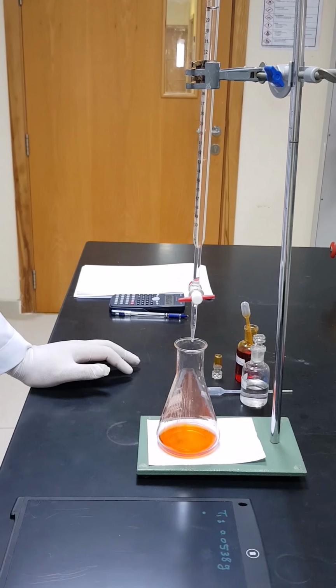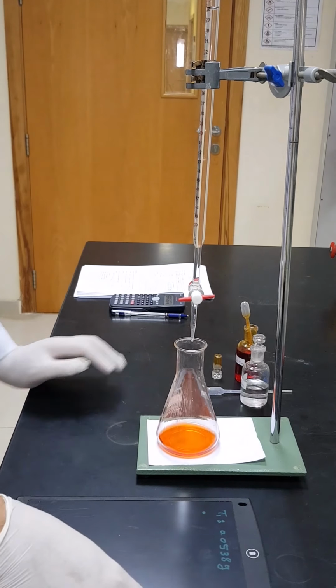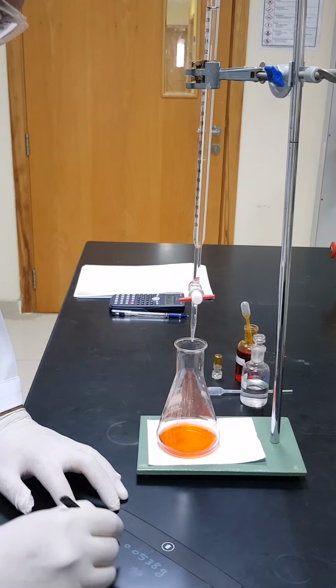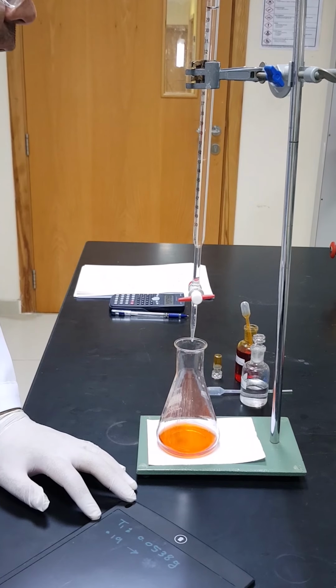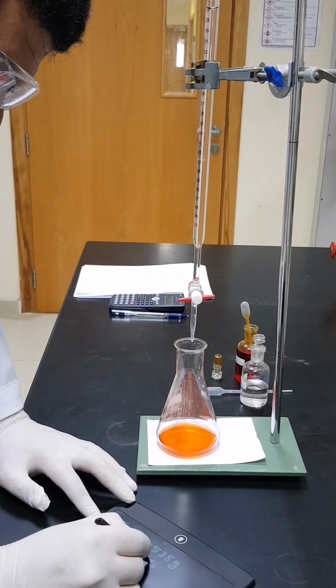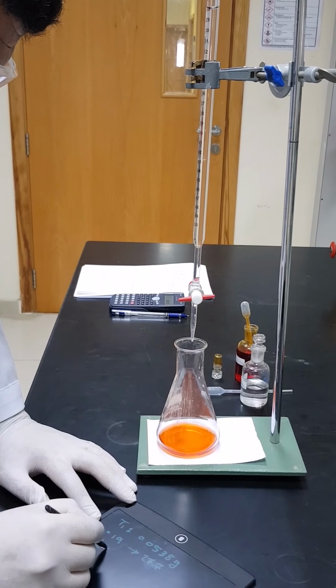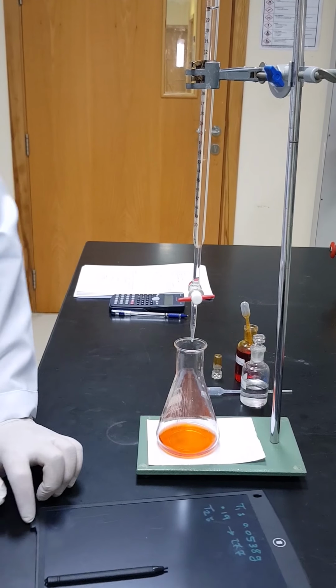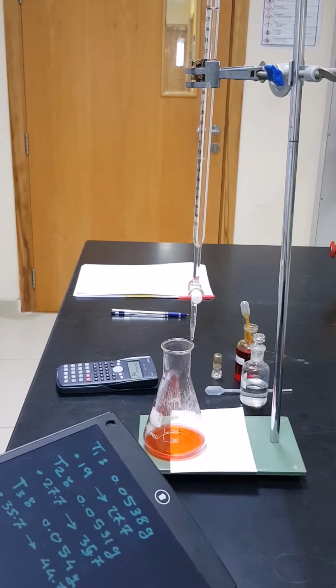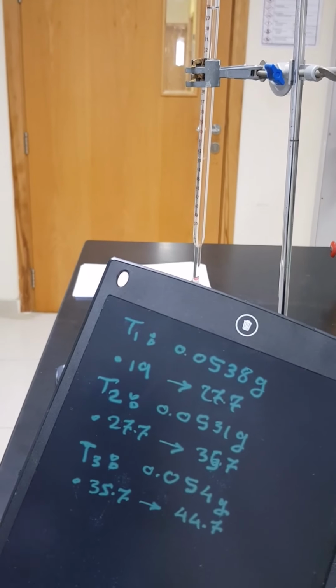So the color changed right now. So now we are going to get the measure. We already started from the point of 19. So now we are at 27.7. And this is our first trial. Now we are going to proceed with the second trial. So these are the results after the 3 trials. Now we are going to proceed with the calculations.